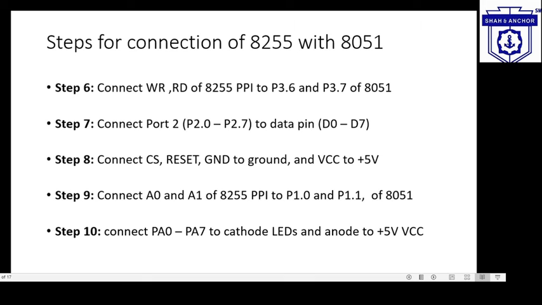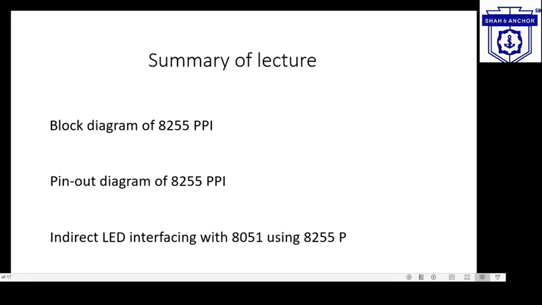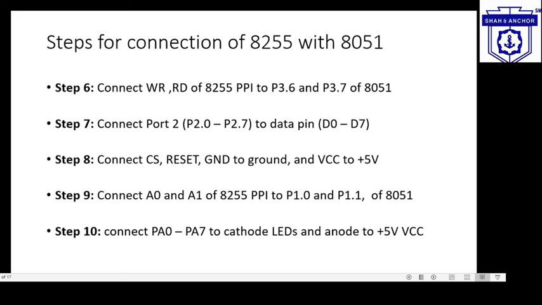Then next, step number 10, connect PA0 to PA7, that is 8255 port A 0th bit to 7th bit, to the cathode of the LEDs, and the anode is connected to plus 5 volt VCC. So these are the total 10 steps of how to interconnect 8051 with 8255 and LED.